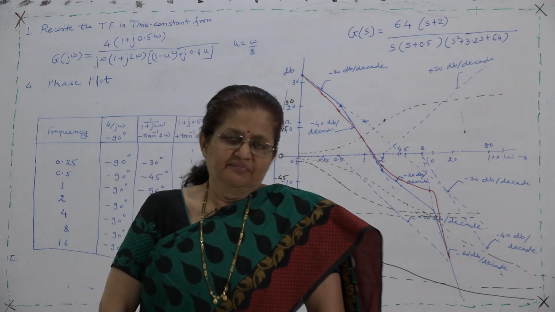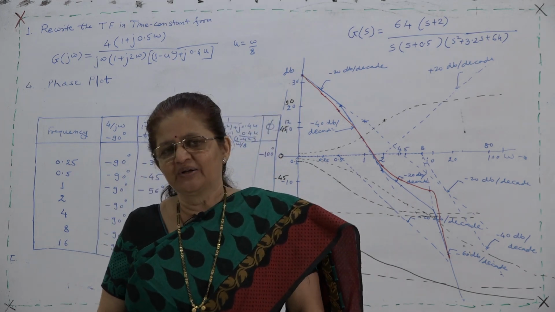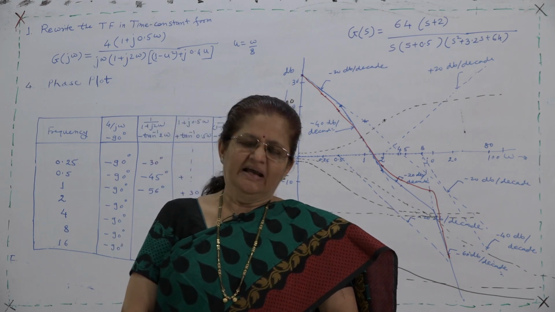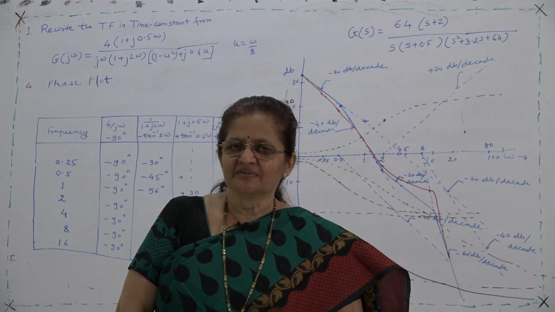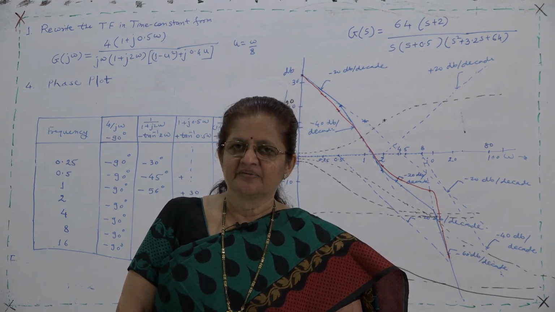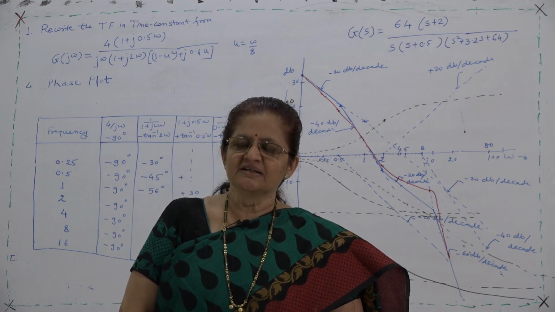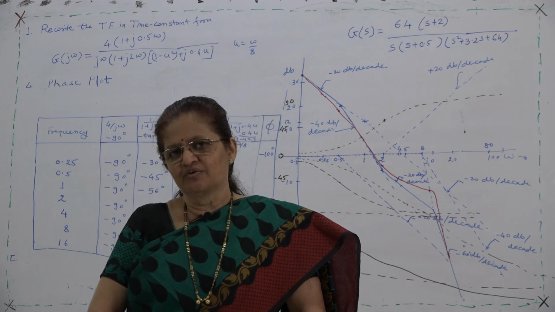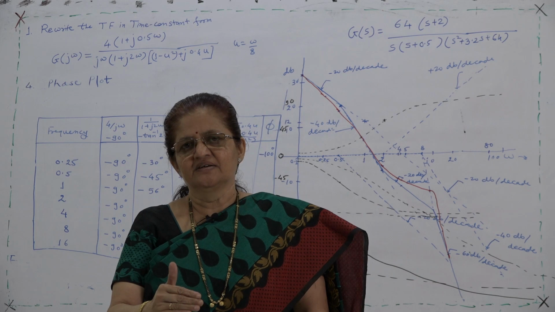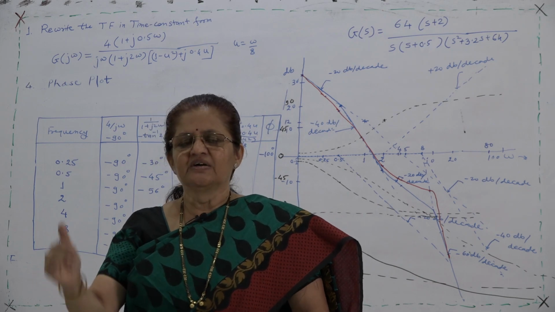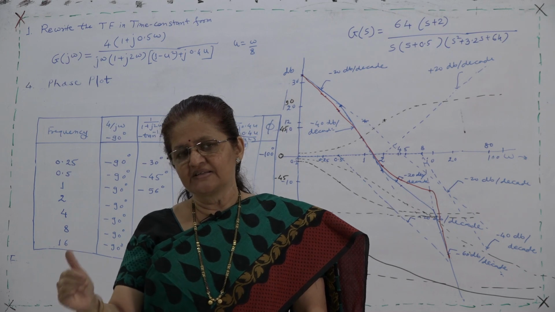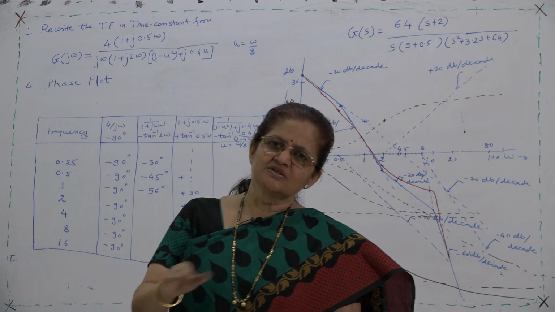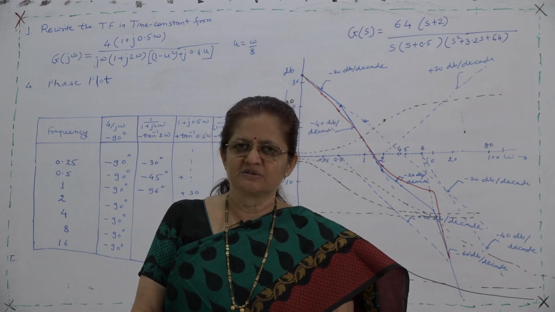So, first step is draw the asymptotic magnitude plot, then use the correction table and correct it, draw a smooth curve, that is your actual magnitude plot. For the phase plot, you take various frequencies, take all the factors, find out the actual contribution of angle due to that factor and add it together, which gives you the total phase angle at that frequency. Take 7 to 8 points and draw a smooth curve, that will give you the phase plot.